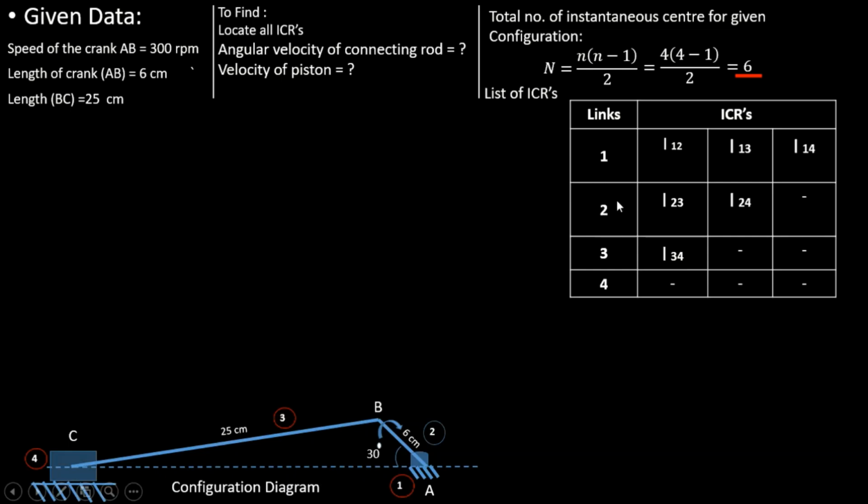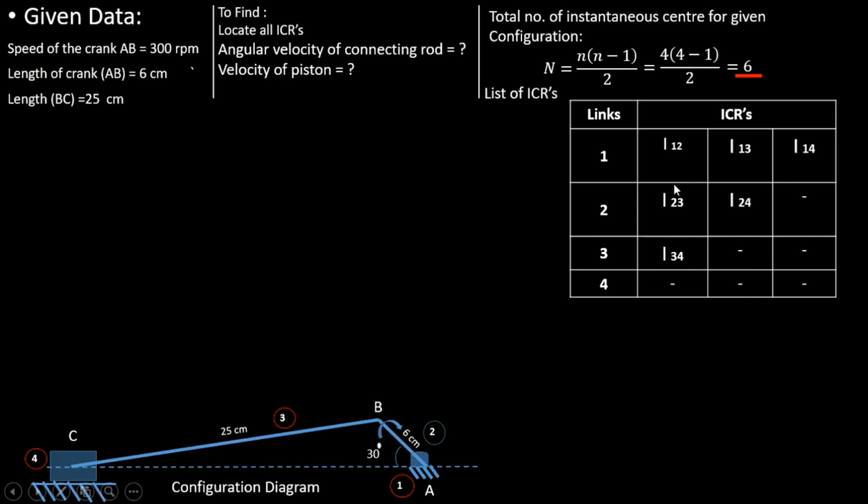So similarly now go for the link number 2. Keep 2 as a constant and keep on changing the next digit. So here we are having I, 2 constant, then I23. Next again 2 is constant, after 3 4. So it is I24. So similarly go to the link number 3. So we get I34. So after 4 there is no link, that is why we are getting only I34. And after link number 4 there are no links, that's why it is blank. So here we have made the list of all the 6 instantaneous centers.